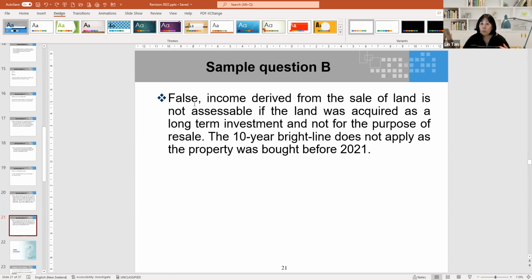So in this case, you can say it's false, income from sale of land is not assessable if the land was bought as a long-term investment property and it actually wasn't bought for resale purposes. And of course, the same second part, the bright line rule doesn't apply because it was bought before 2021. So that is my advice for you about attempting a true or false question type, right? Don't forget, provide explanations so that you don't lose marks unnecessarily.